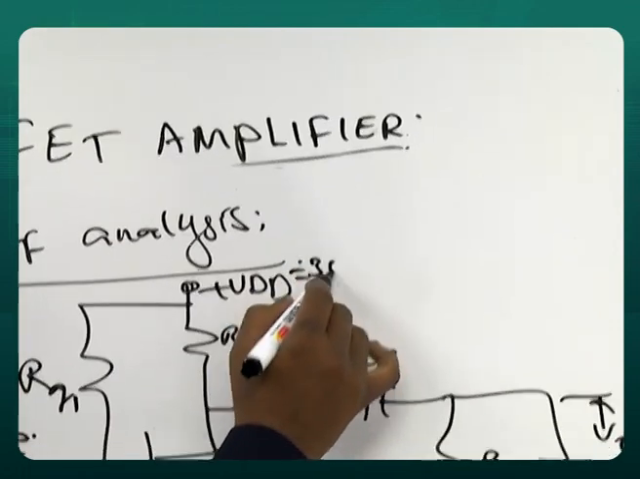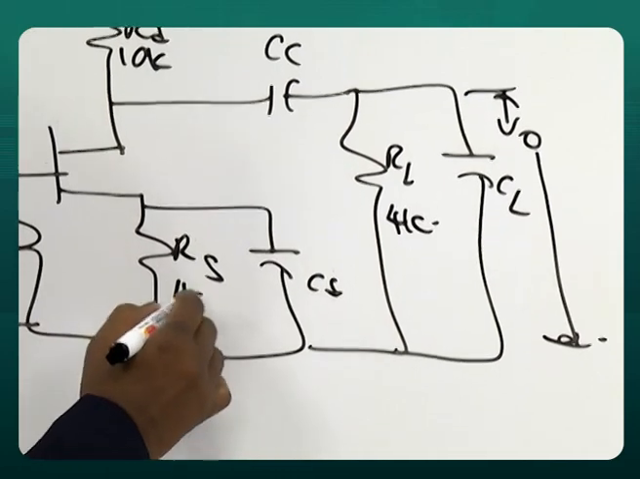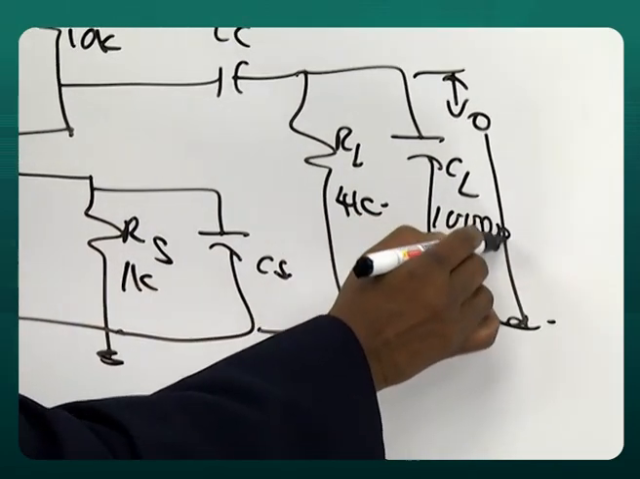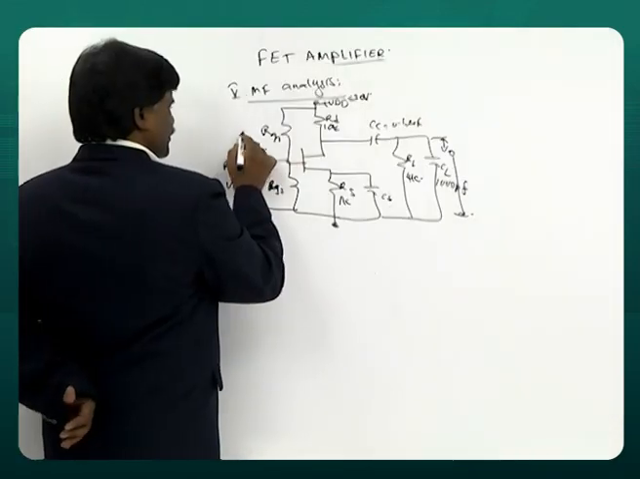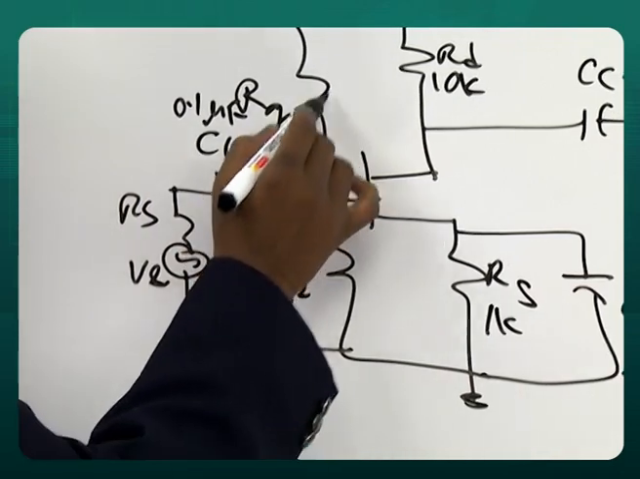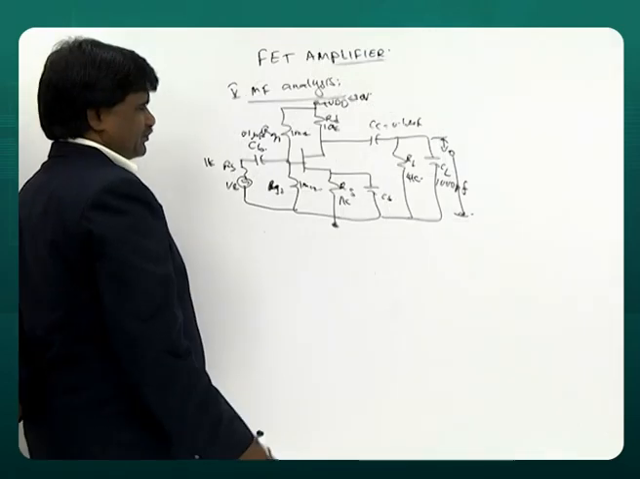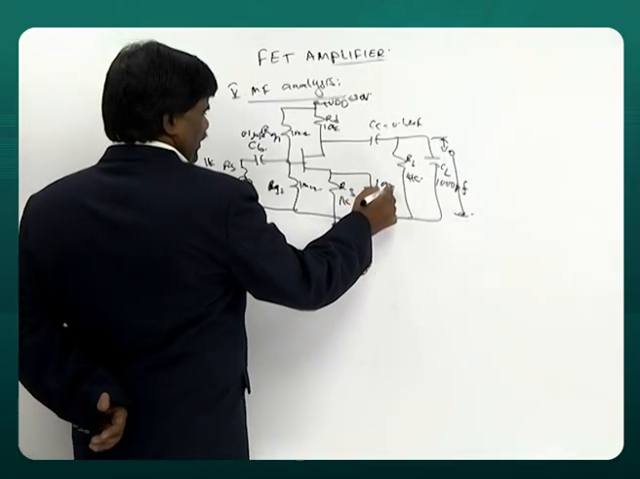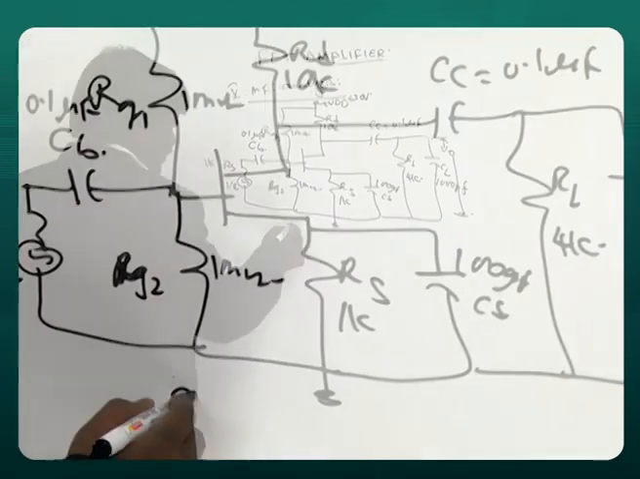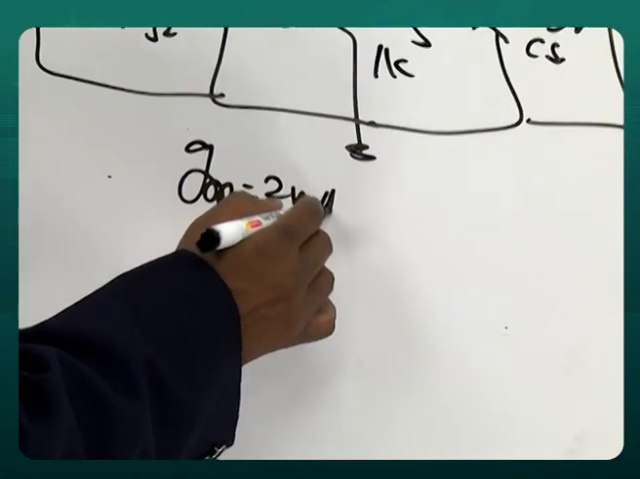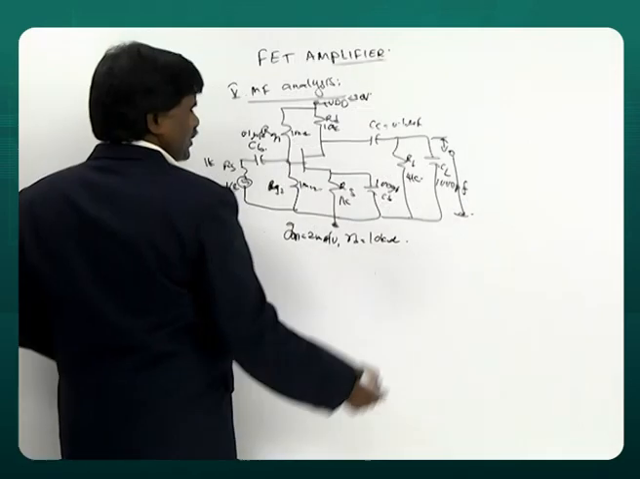Suppose this is 30 volts, 10 kilo, 4 kilo, 1 kilo, 1000 pico, 0.1 micro, 0.1 micro, 1 mega, 1 kilo. This is 100 micro. And as I mentioned, gm is 2 milliamperes per volt. Internal resistance is 10 kilo ohms.